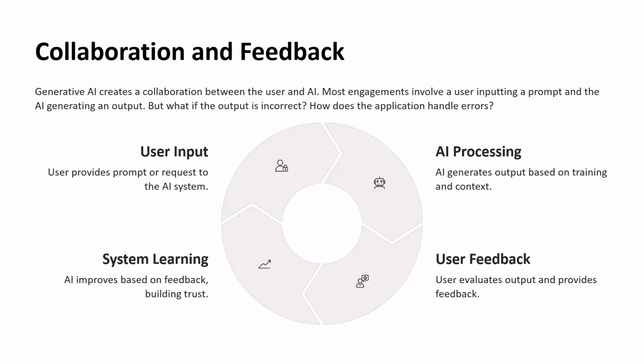So the diagram shows that the user inputs provides a prompt or request to the system. The AI processes that input based on the training and context, and then delivers us a desired output. The user evaluates the outputs, provides feedback, and the system learns from that, and the circle repeats itself.